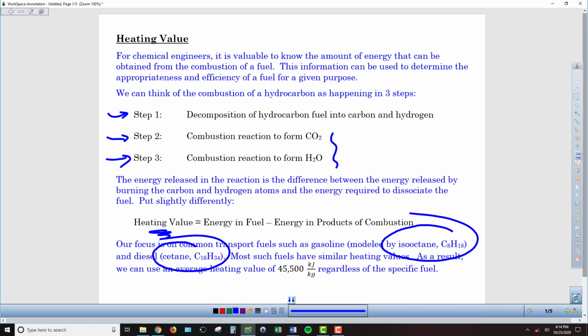So most fuels have pretty similar heating value outputs. There's a little bit of a difference between them, but it's a good kind of rule of thumb to use 45,500 kilojoules per kilogram of fuel as the average heating value, regardless of the specific transportation fuel that we're talking about.